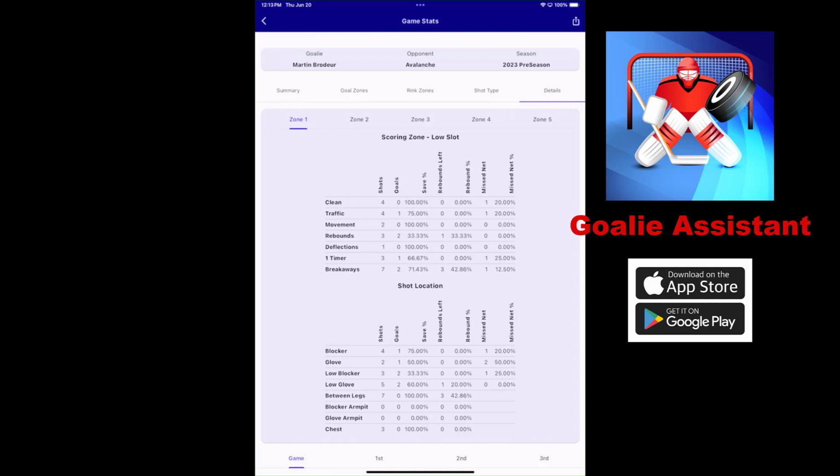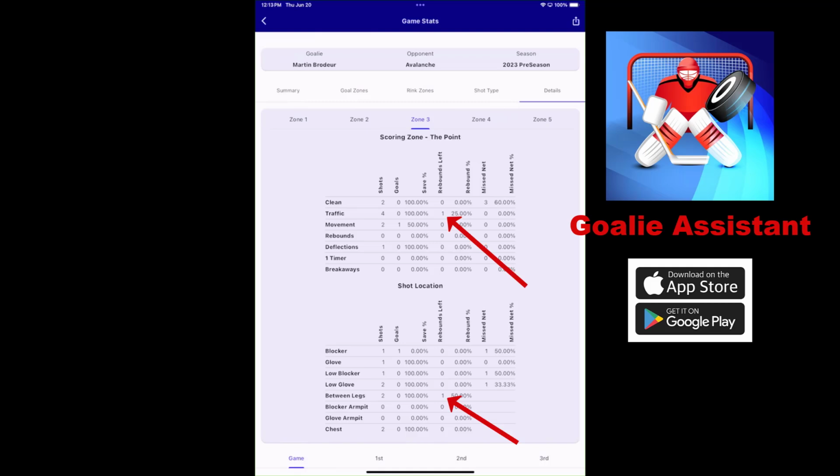And what's fun is that we can get into the details. So if we want to break it down per zone, right? So here are all the shots from zone 3, the point. And so you can see here, we have clean shots from the point. We have where they were. So you can see, I want to see where that goal went in from zone 3, the point.